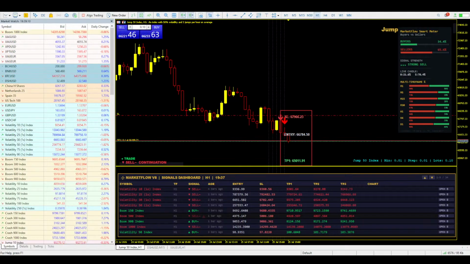Okay, let me just make this note. So it was Jump what? It's Jump 25. Okay, and Jump 50. 0.10 is crazy on this. 0.10 is crazy, right?